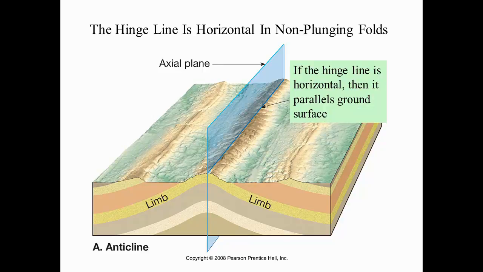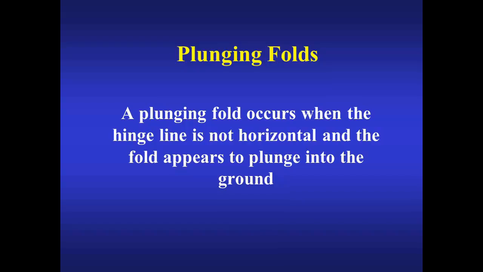And as a result, if the hinge line is horizontal, then it parallels the ground surface. And we can readily see this on the map view, the surface view, where these ridges are basically parallel to the overall hinge line. In particular, the anticline appears as a linear ridge in the case of a non-plunging fold.